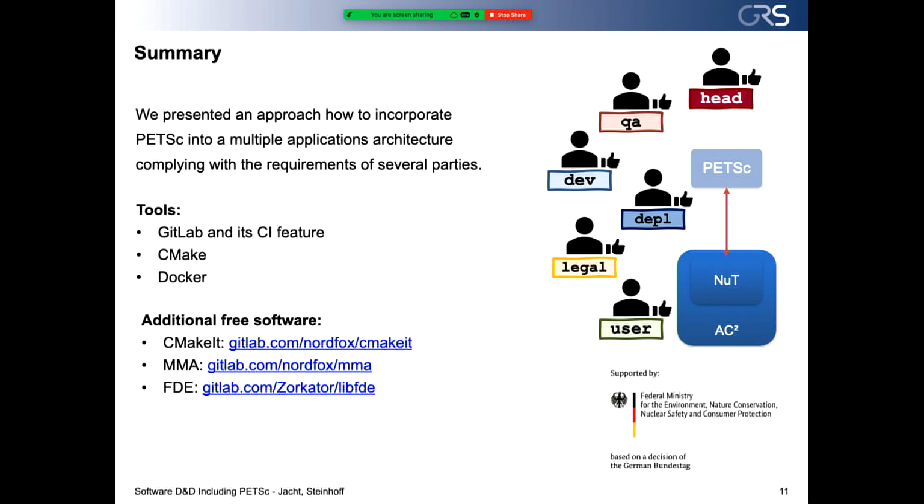Okay, and this is the last slide, the summary. We showed how to incorporate PETSc in a multi-application environment. Our standard tools are GitLab and its CI feature. We make heavy use of it. CMake is very important to us, and Docker makes everything convenient and reliable to test and to build. And here's a list of the additional programs we used. And everything is to the liking of the others so far. I hope you like it too. And in any case, thanks for your attention.